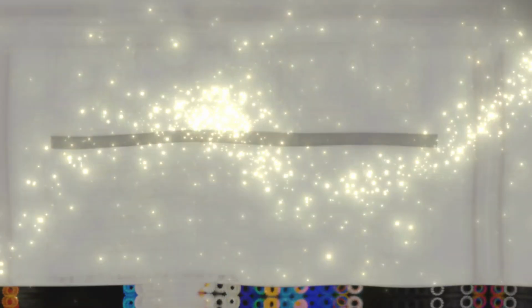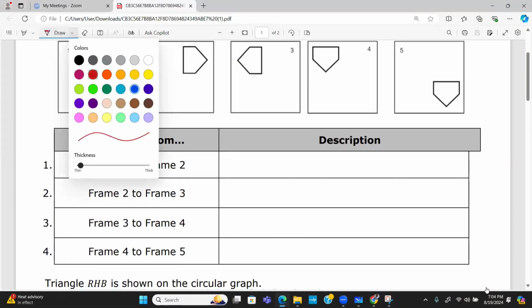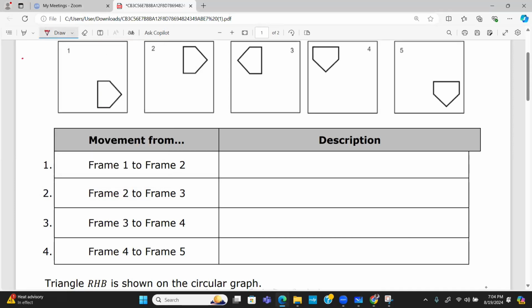So basically what we want to do for this exercise is observe the movements between the frames that we have. We have frames 1, 2, 3, 4, and 5. We're going to try to see what transformation took place between the frames. For example, we're looking at this.